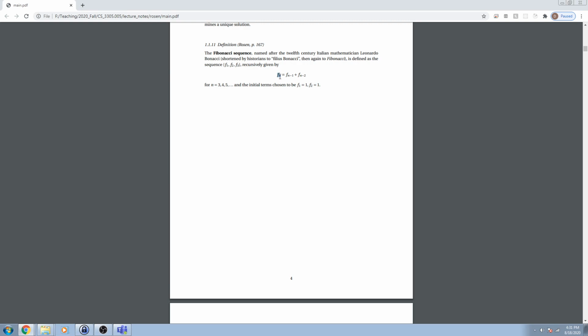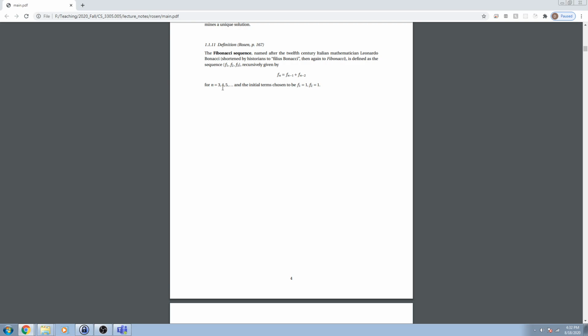So to get the third term, to get F3, you would plug in 1 here and 1 here, and you see that the third term, oh, I'm sorry, there is a typo here. This should be 0 and 1, and then 2 would be 1 plus 1, which would be 2. And then 1 plus 2 would be 3, and so forth.